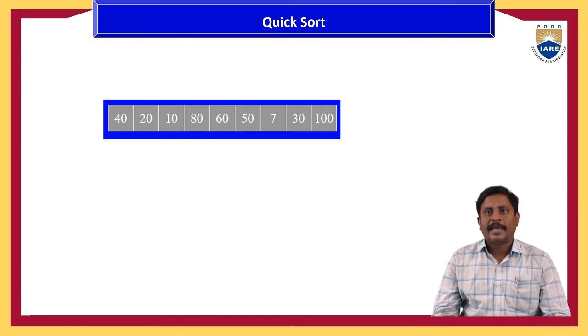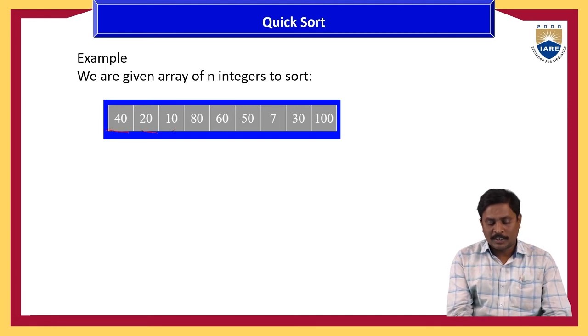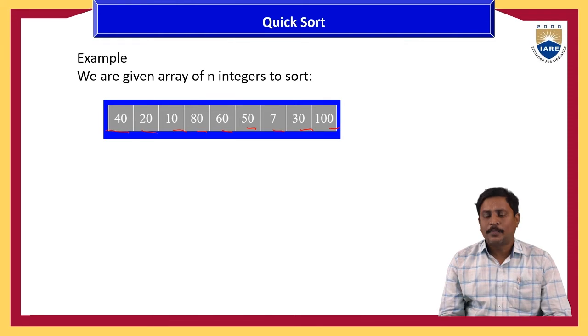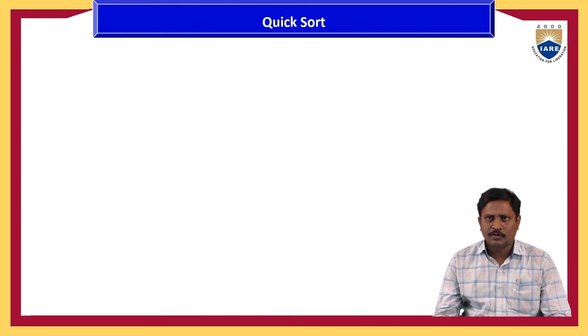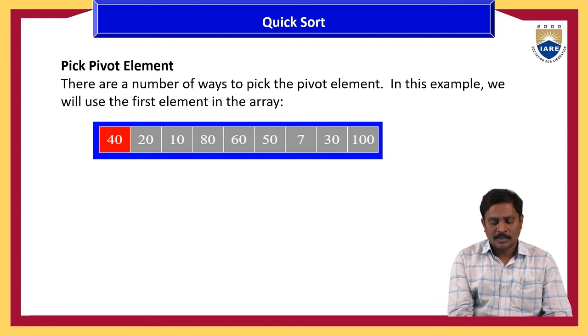Next, the example problem on this quicksort. Now here we see 40, 20, 10, 80, 60, 50, 7, 30, 100. This is the unsorted elements. Totally we have 9 elements. Among these elements, one element we first choose as the pivot element. Generally we choose the first element as the pivot element. So here this 40 we choose as the pivot element.